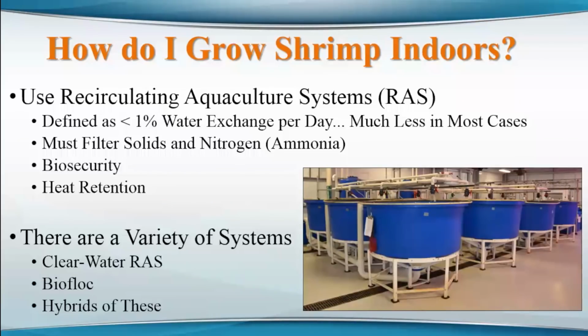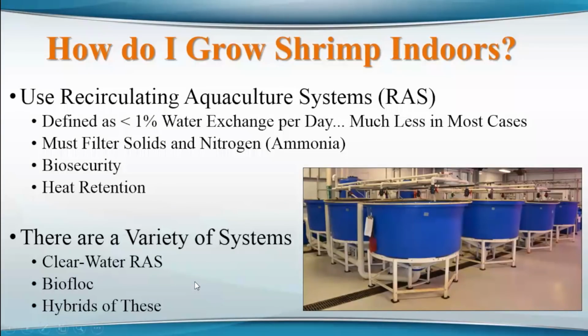To do this, you need to filter solids out of the water and nutrients, especially nitrogen, which comes about as ammonia in the systems. That's what the shrimp excrete, is ammonium. Because we're not exchanging much water, we don't have many inputs, so it increases biosecurity quite a bit. Also, we not only retain water, but we retain heat. So that allows us more flexibility in terms of seasonal operation of these types of systems.